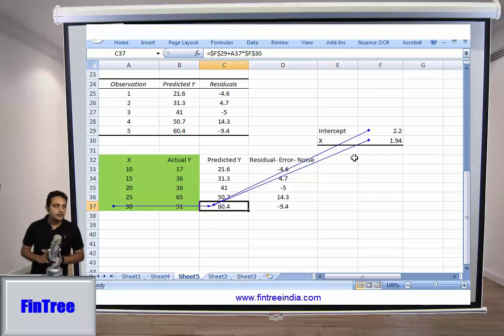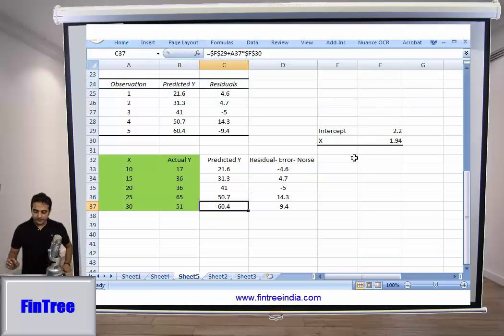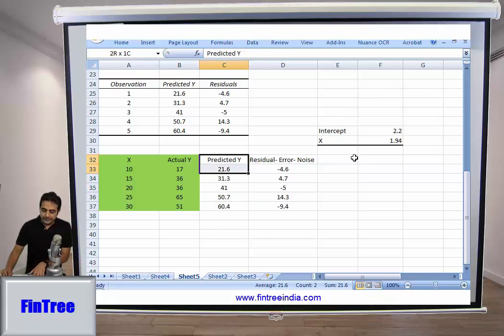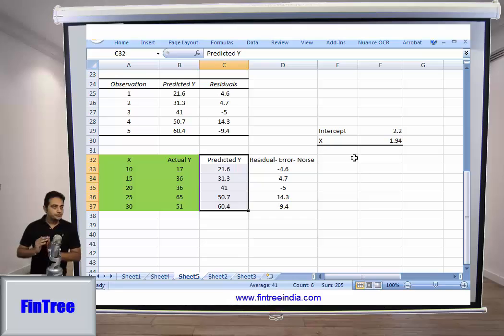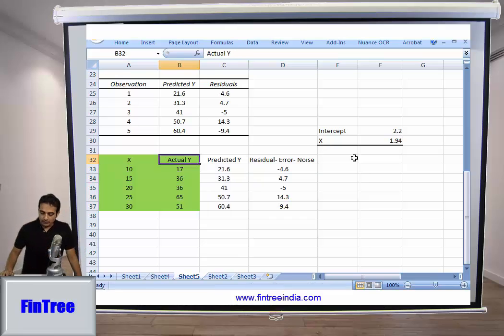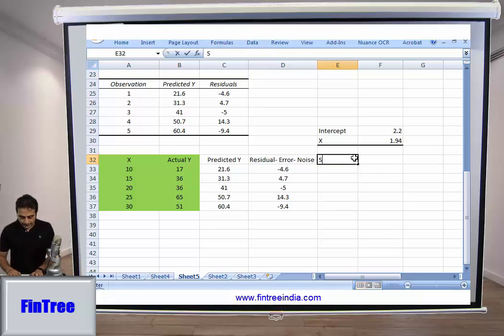Are you finding this difficult? You're just getting the values from the equation. So the idea here is that your regression line would tell you that these are going to be the values, but the actual values are these ones. So the difference between the actual value and the predicted value is referred to as the error or residual value.